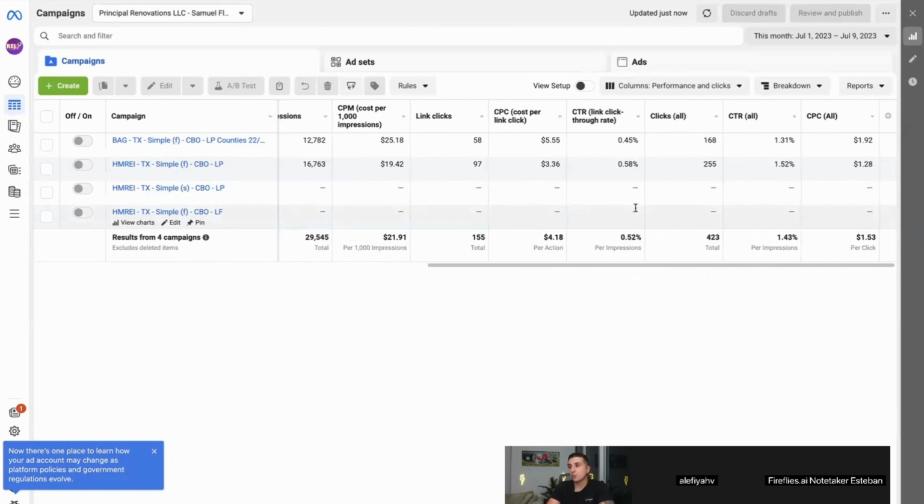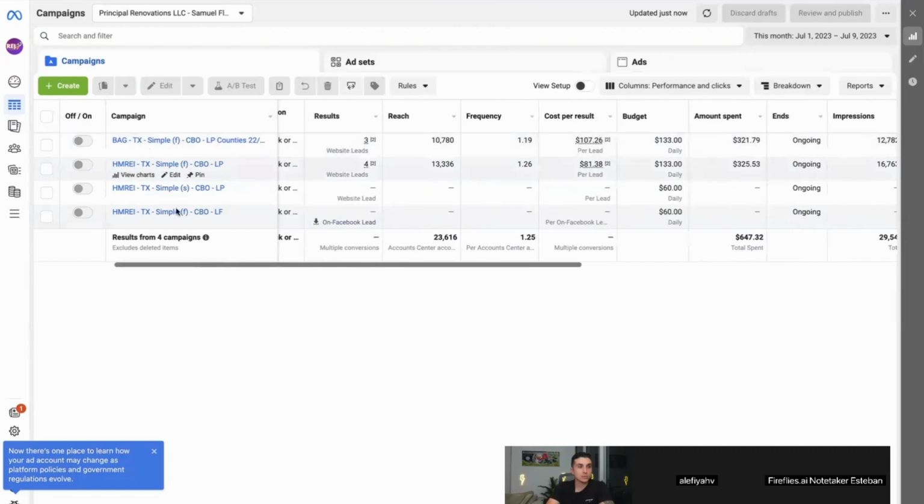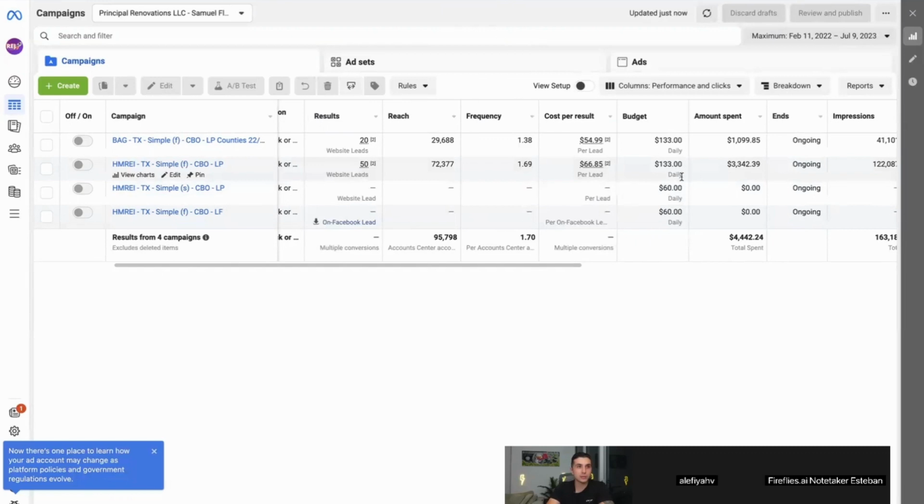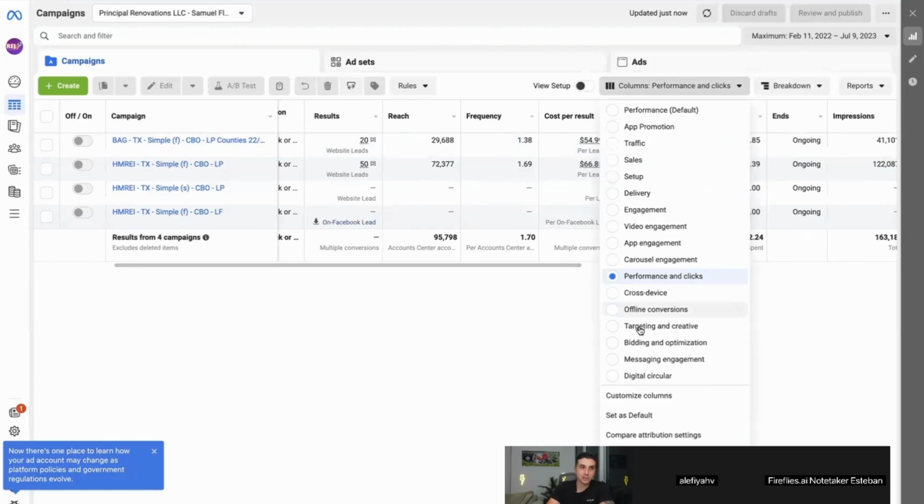You'll also want to select the specific campaigns that you want to analyze. So for instance, we have these two campaigns that were running this month and historically have run over $4,000 already on this specific ad account. Once you have this set up where you click on performance and clicks, which is great, we can start looking at different columns and what they represent.